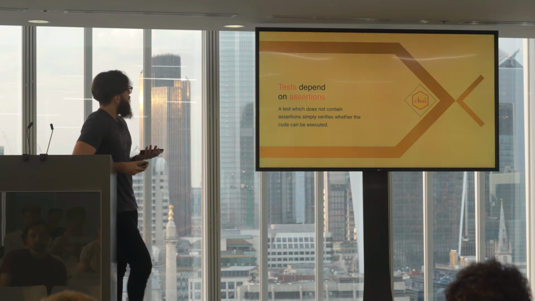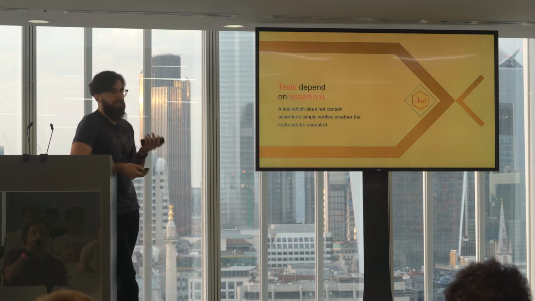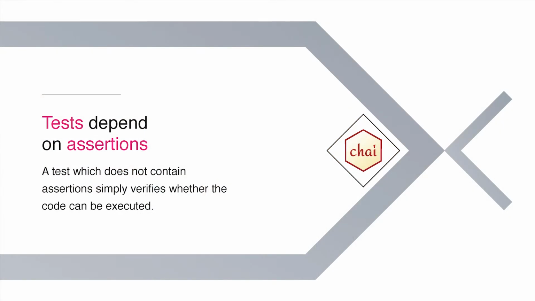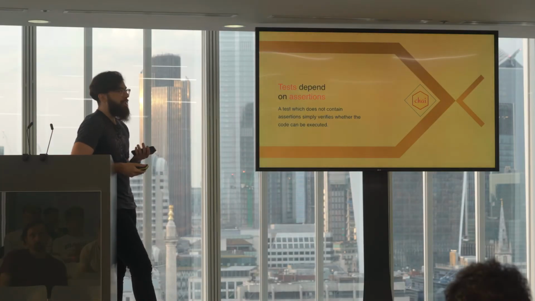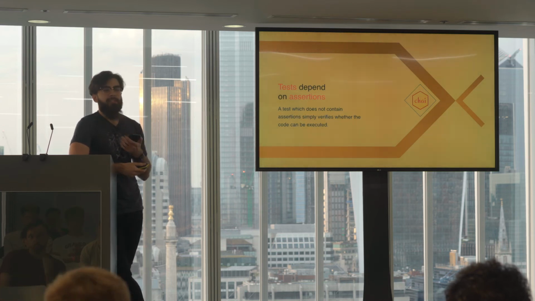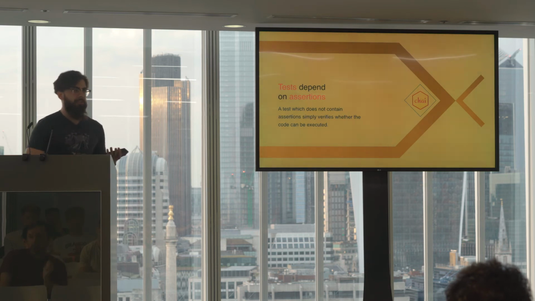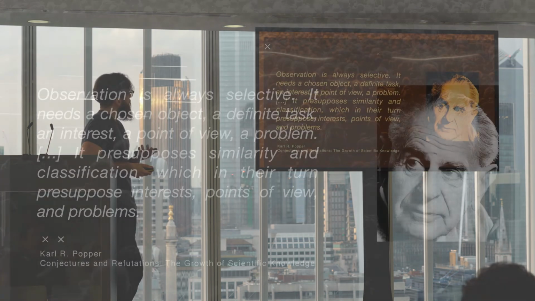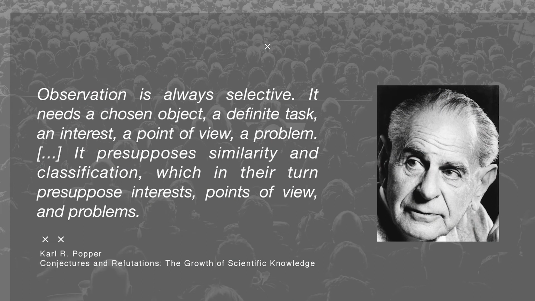Because in the same way that experiments depend on observation, tests depend on assertions. Many people think, oh, science is not really biased. But actually, what you choose to observe is a very important thing. It's not only that science is biased because of the projects we choose to fund or not to fund, but also because of the things we choose to observe. As Karl Popper once said, observation is always selective. It needs a chosen object, a definite task, an interest, a point of view, and a problem. It presupposes similarity and classification, which in turn presuppose interests, points of view, and problems.